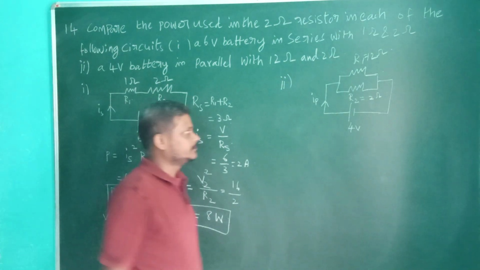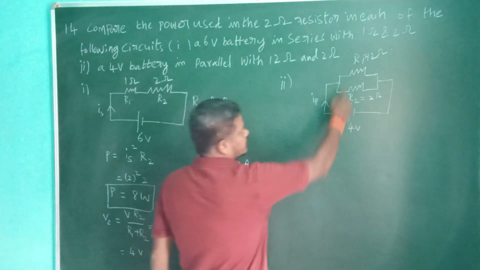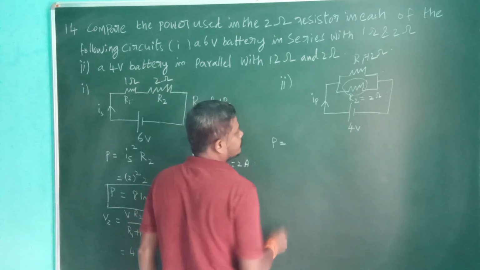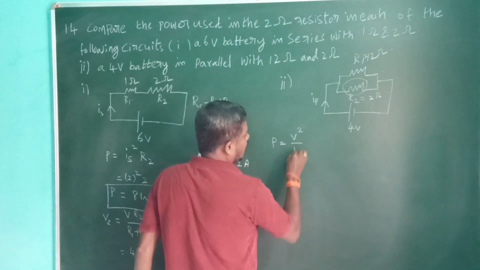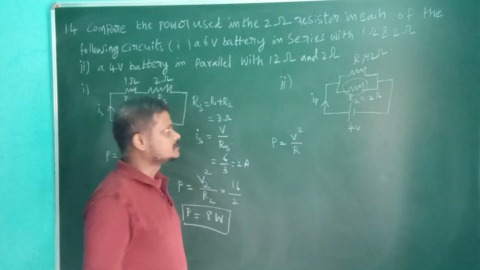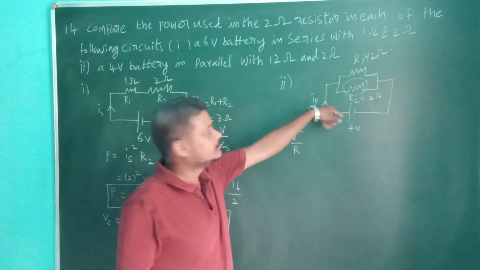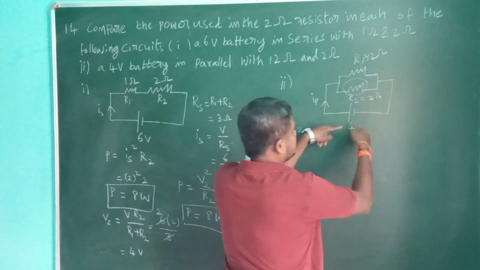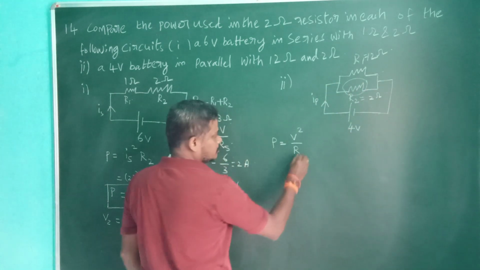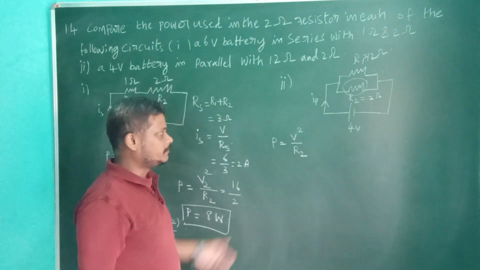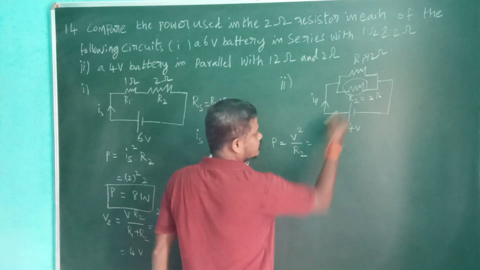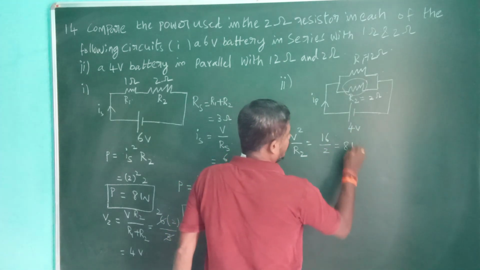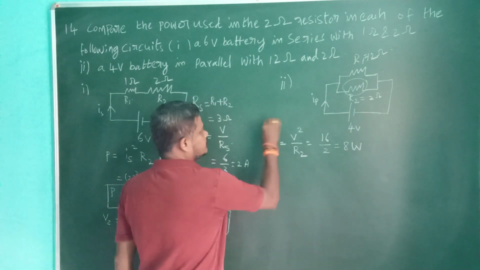In the next question, power dissipated across R2 is given by power is V square by R. Since these two are connected in parallel, the potential drop across both the resistors will be the same. Across R1 it is 4 volt, across R2 it is 4 volt. It is given by P is equal to V square by R2. V square is 4 square, that is 16, by R2 which is 2, that is 8 watt. This is the first method.